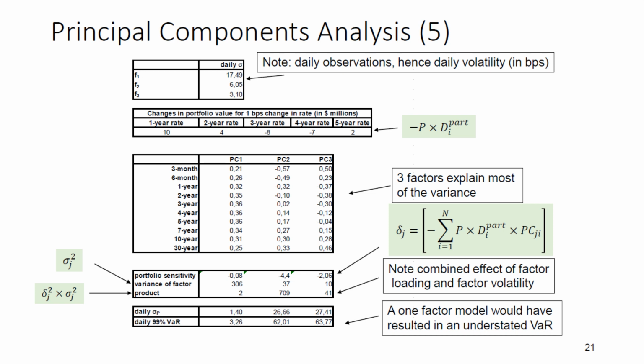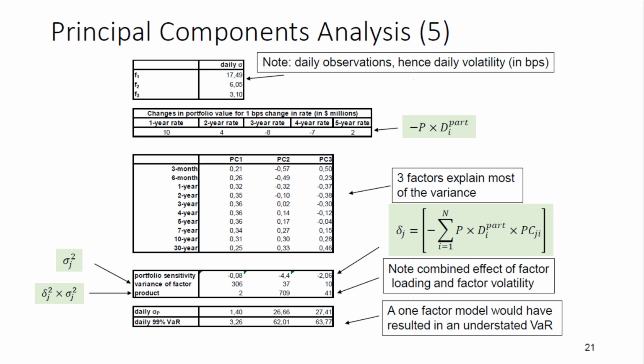Suppose that we had assumed that only parallel shifts would be relevant for this portfolio as a risk measure. Then we would have determined the 1% critical value at risk using the 1.4 standard deviation for the portfolio, which would give me a value at risk of 3.26. If I include the second factor as well, then of course the volatility is much larger, 26.6, and applying the critical value at 1%, suddenly I have a value at risk of 62.01, which is enormous.